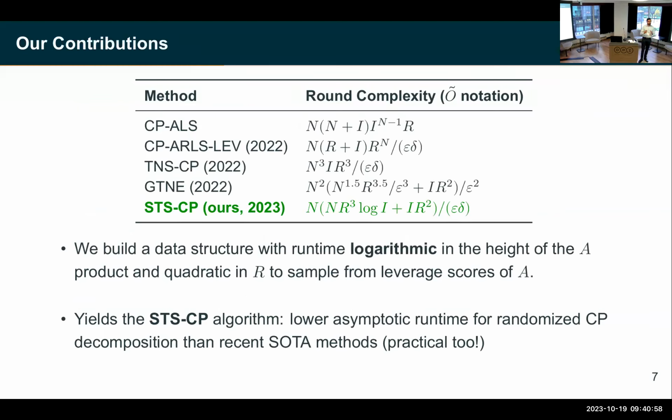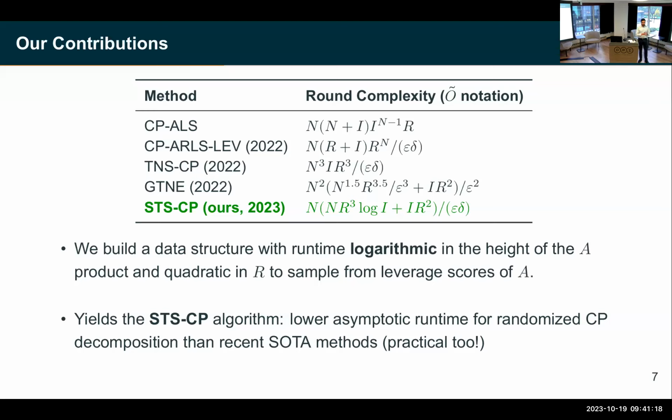The sample according to, and I'll define this in a second, what we call the leverage score distribution on A. This is going to let us get good guarantees on the quality of each downsampled least squares problem. And when you plug this into alternating least squares, you get something that has much lower asymptotic runtime than recent methods to solve this. And we're going to show that it's very practical too.